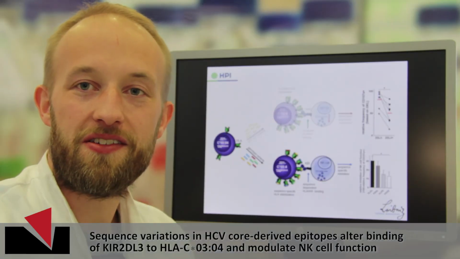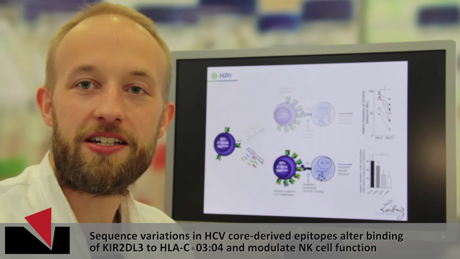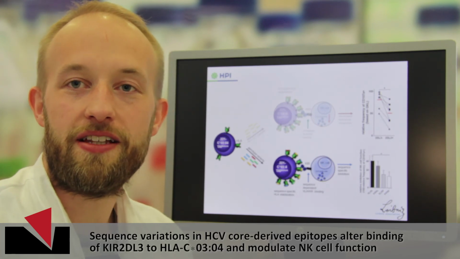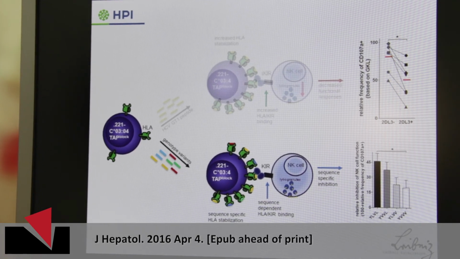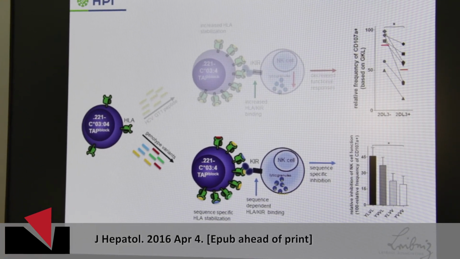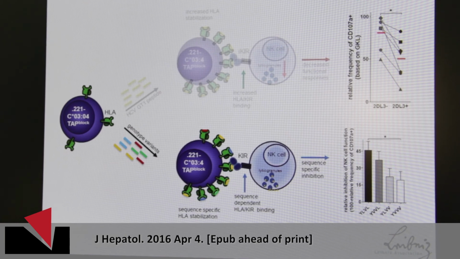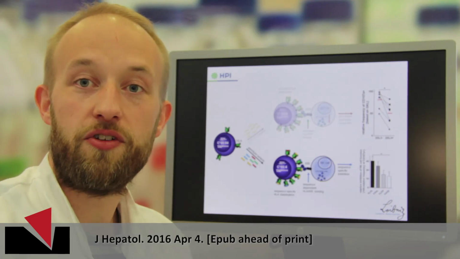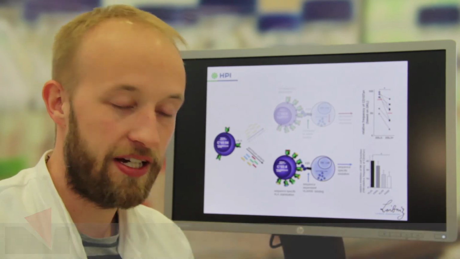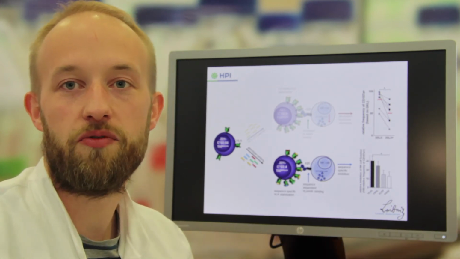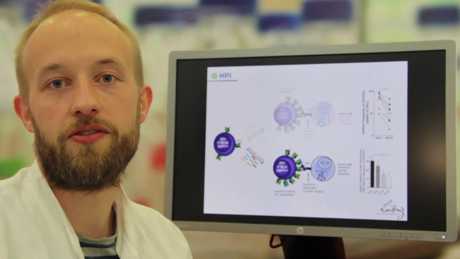What this actually means is that there's a highly sequence-specific interaction between KIR molecules on NK cells and HLA-peptide complex on the surface of infected cells, showing that the virus might be able to evade immune pressure by selecting peptides that lead to a strong binding of inhibitory KIR receptors to peptide-HLA complexes and thereby inhibiting the function of NK cells, preventing the NK cells from killing the virus-infected cells.